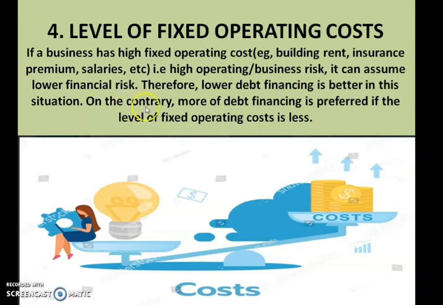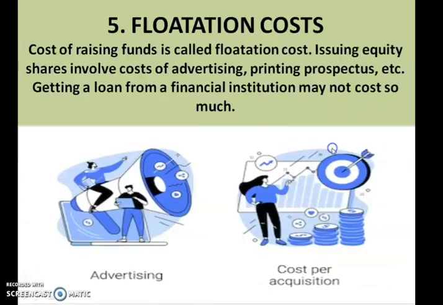On the other hand, more debt financing is preferred if the level of fixed operating cost is less. So if your fixed operating cost, that is rent, insurance, salary, is less, then you can go for borrowings or debt financing. Otherwise, better you keep a limit on that.